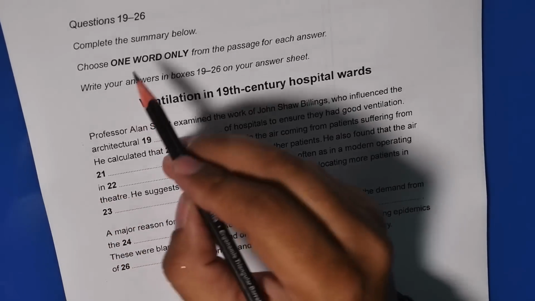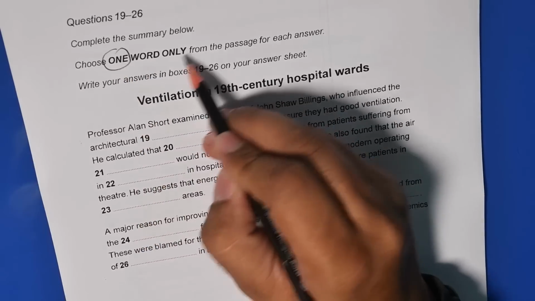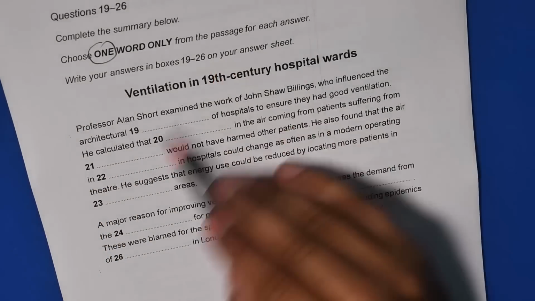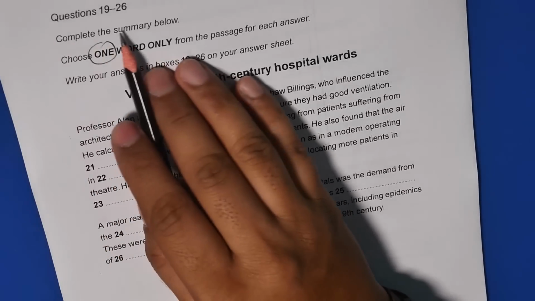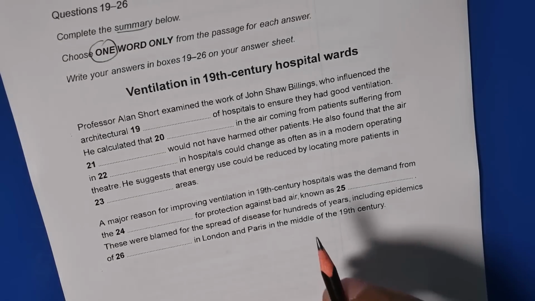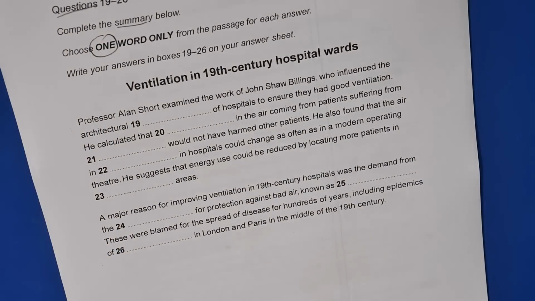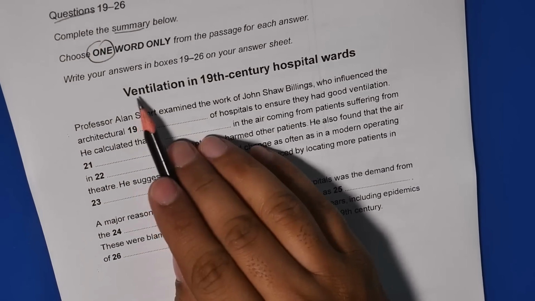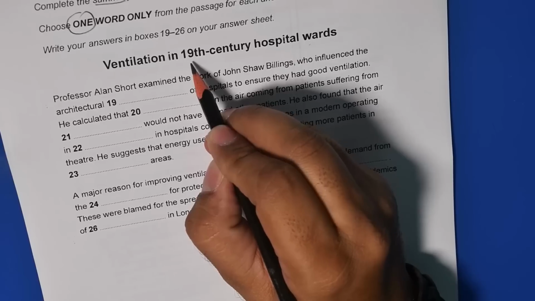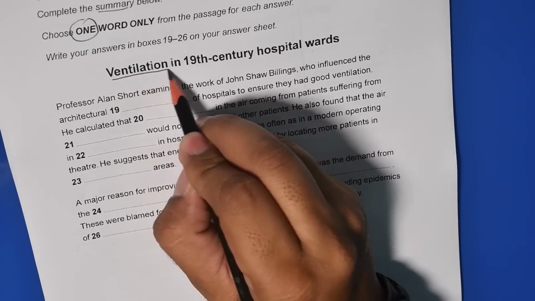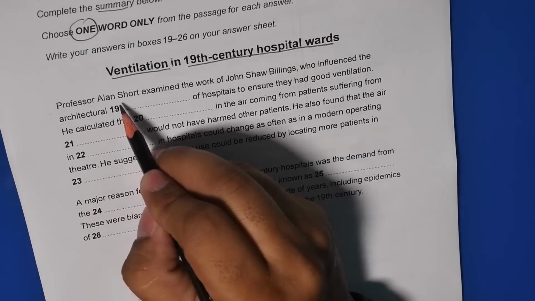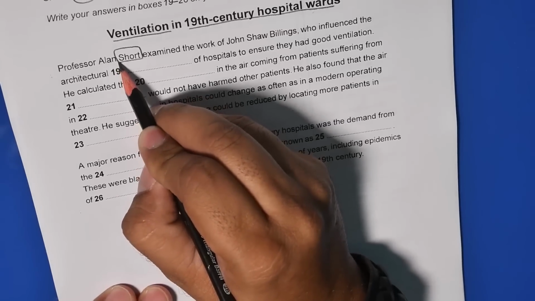We've got this test, choose one word only, and there is no number, so one word only. This is summary completion, by the way. Complete the summary below. Let me tell you, in summary completion, questions and answers are in the same order. So: ventilation in 19th century hospital wards. We are quite familiar with this passage and we are going to learn about ventilation in the 19th century hospital wards. Professor Alan Short, we read about him already if you watched my previous video.